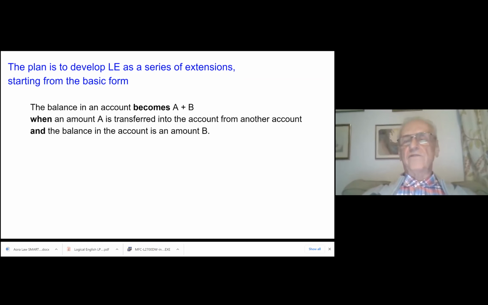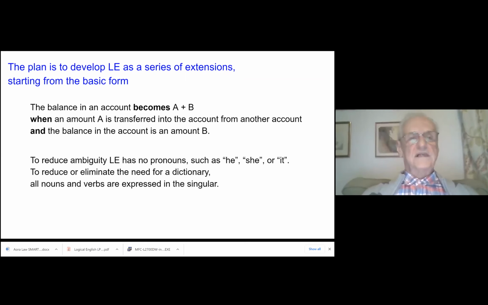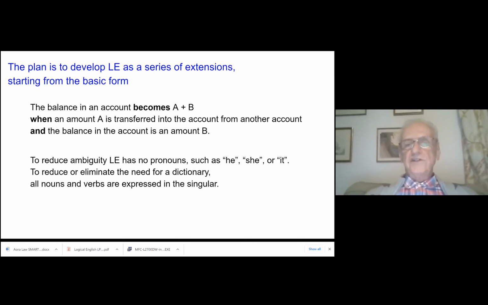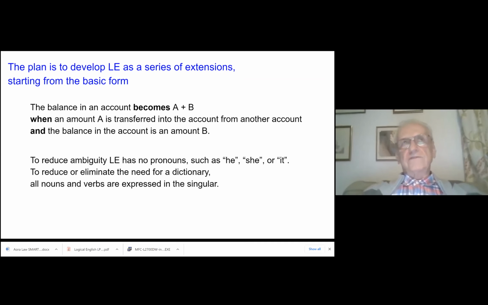Now notice that this avoids the use of any reference to time. So when we use the word when, it is implicitly referring to, at a lower level, the fact that the times are related to one another in the manner that we saw in the previous example. So to reduce ambiguity, we obviously have no pronouns such as he, she, or it. And our intention is to eliminate the need for a dictionary. So there's hopefully no dictionary needed for any of this. And all nouns and verbs are expressed in the singular. That's why we don't use the word all.